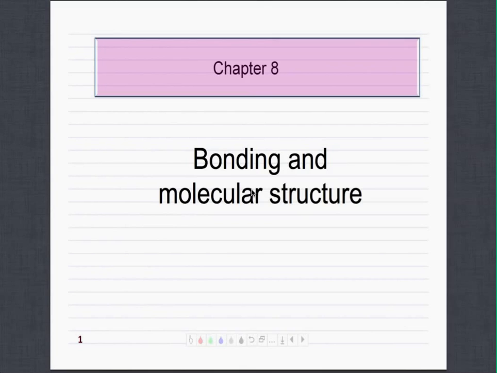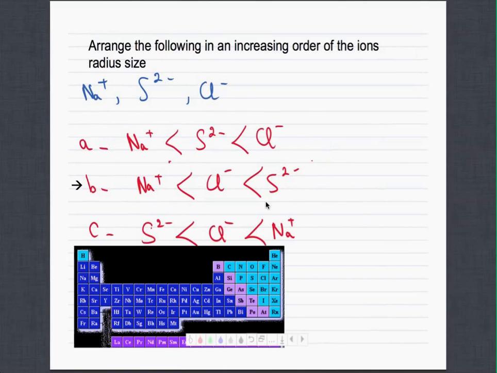So for this one here, arrange the following in increasing order of ionic radius. I'm going to give you a minute or so, and then I'm going to start talking about this. We're talking about sodium here, we have sulfur, and Cl.